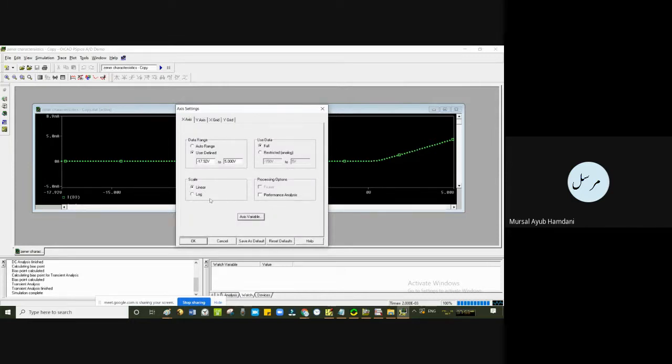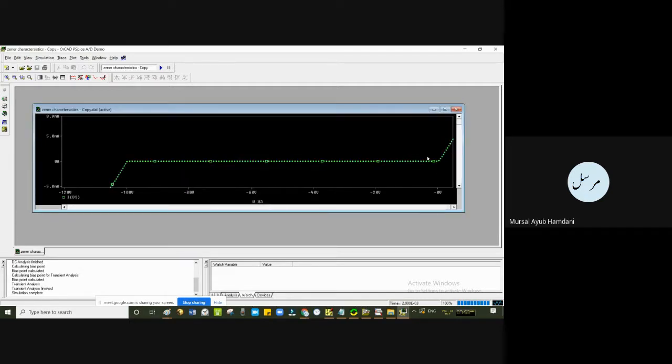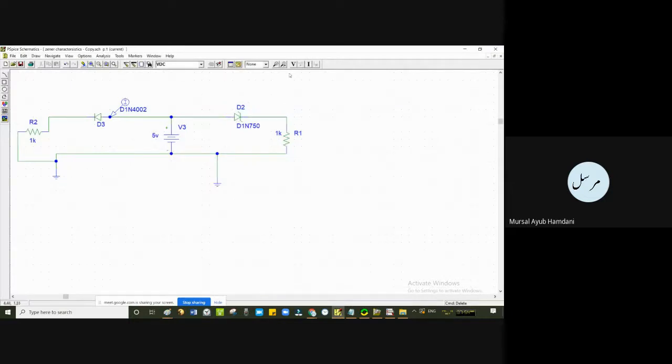Then x-axis is minus 120. Okay, now here at just minus 100 volts we have this breakdown. Okay, so this is the typical characteristics of a normal diode. Breakdown voltage very high, minus 100 volts. But what happens for a Zener diode is, let us see now, and put a current marker here as well.